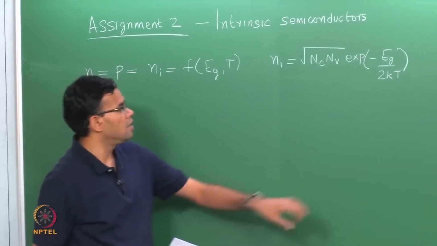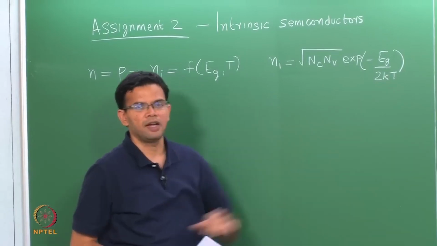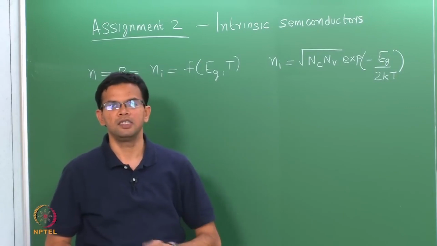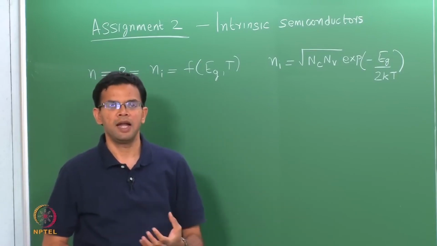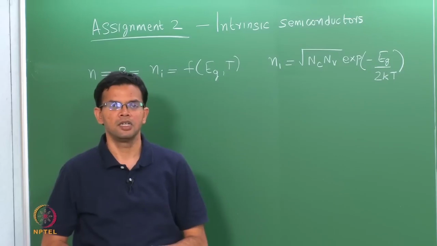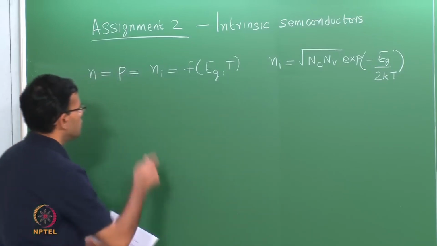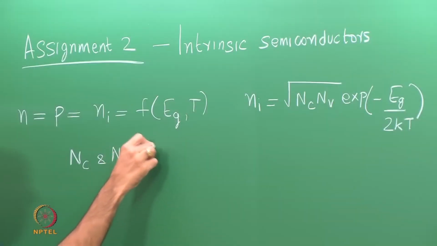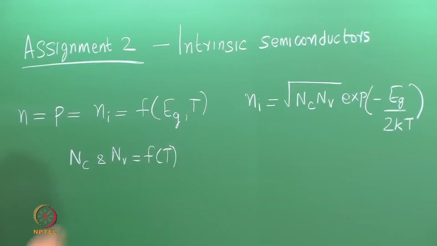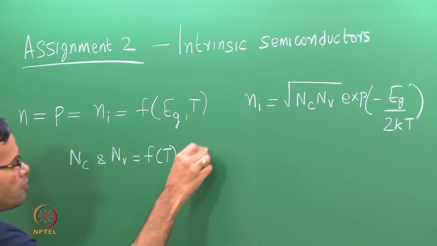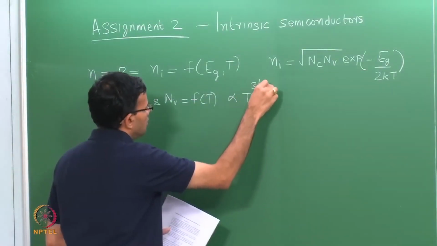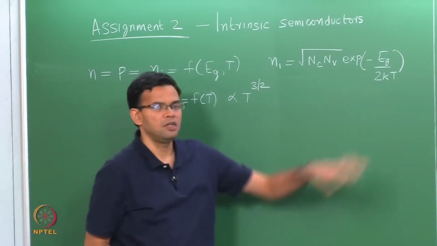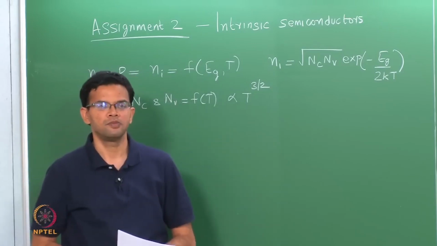The temperature term enters in this exponential factor, but Nc and Nv, which are the effective density of states at the valence band edge and the conduction band edge, are also a function of temperature. Typically they are proportional to temperature to the 3/2, but the exponential term is the one that dominates.